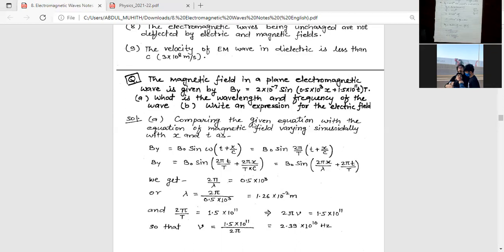Is it clear? You just have to solve these two values. Nu is equal to this one. So how will you solve this? 2 pi is 2 into 3.14. Just solve it, you will get the answer. The answer is coming around 1.26 into 10 to the power of minus 2 meters, and the frequency is coming around 2.39 into 10 to the power of 10 hertz. Is it clear, all of you?